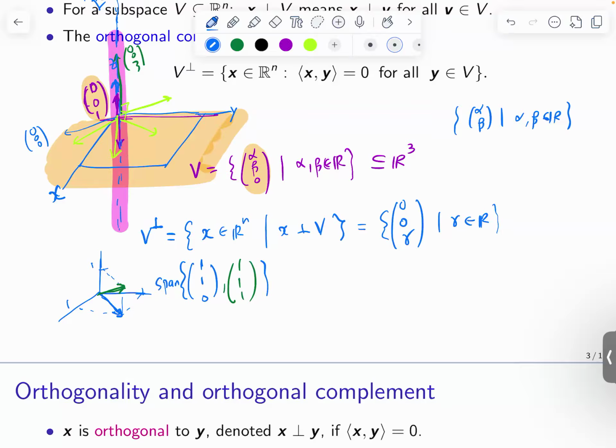Because if I do C1 times this plus C2 times that, and set it equal to 0, C2 will be 0 because of this, and then C1 has to be 0. So they are linearly independent, so this is going to be a basis for whatever it spans. Okay, and that space will be 3H.